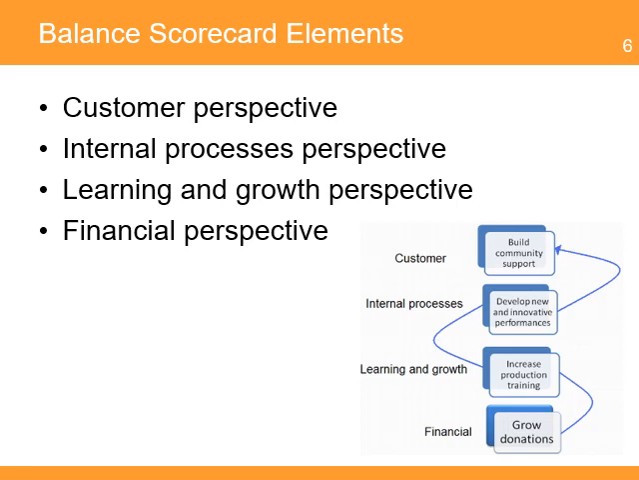Kaplan developed the Balance Scorecard with 4 elements to monitor the health of an organization. Customer perspective, which deals with organization stakeholders, which are donors or beneficiaries. Internal process perspective, which is the efficiency and effectiveness of the organization's internal processes. Learning and growth perspective, which is the ability of the organization to improve. And financial perspective, which is the stewardship of the donor's funds. Each element contains objectives, indicators, targets, and initiatives.